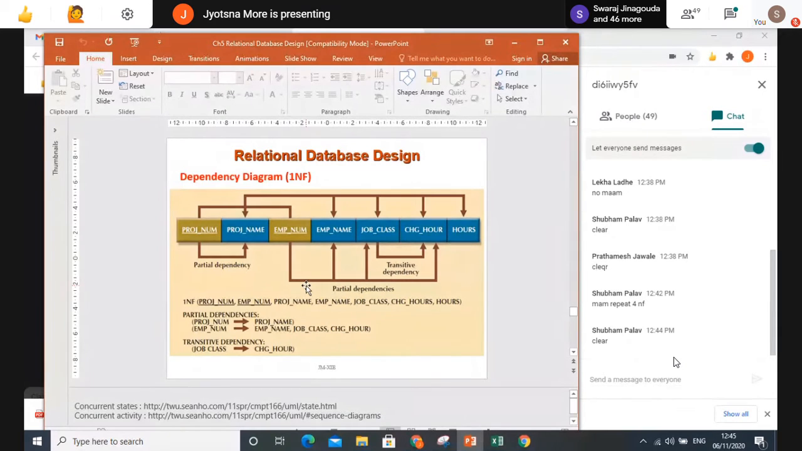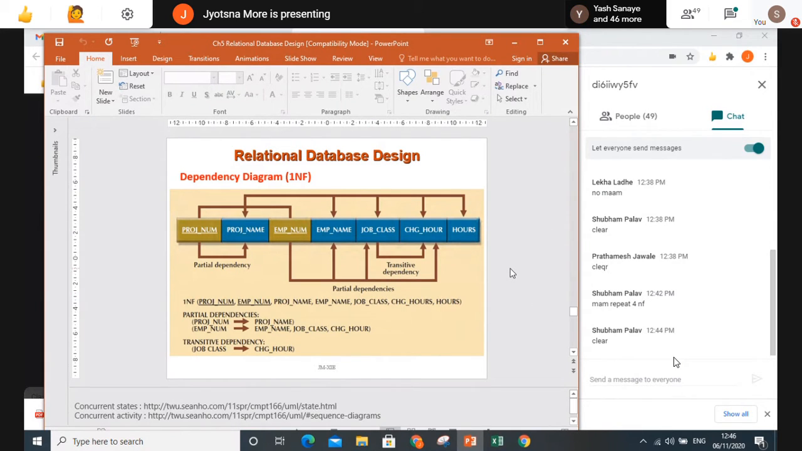We have project number, we have project name, we have employee number, we have employee name, we have job class, we have charging hours, we have hours billed. Actually, this is hours billed, but it is here only shown as hours. So it is okay. You take hours. Name doesn't matter. Okay. Now, once it is done, let me know. Don't solve further. I will explain how to write and do that sum. One by one, we will go.